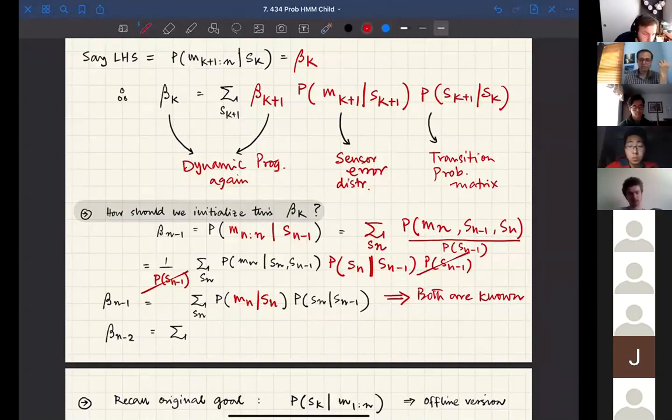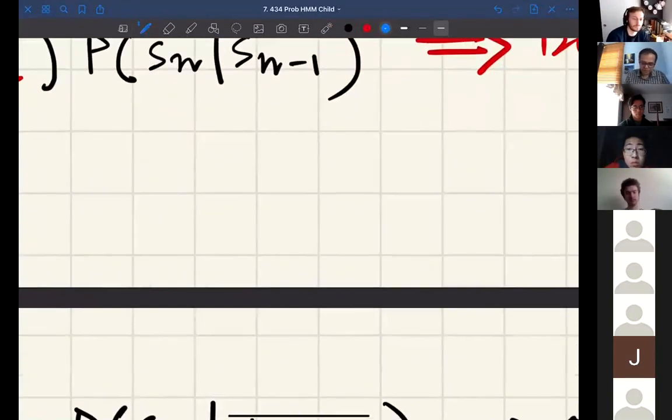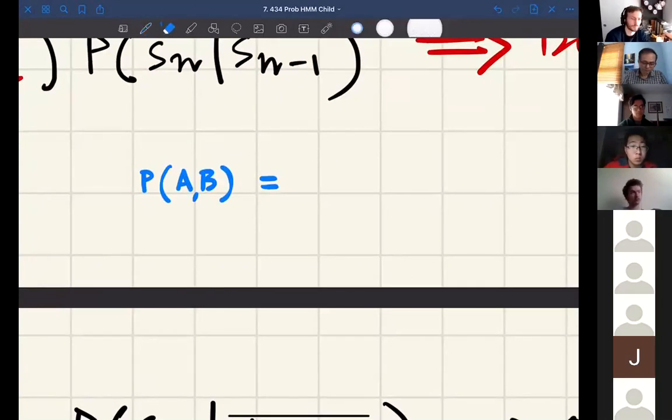I'm sorry, can I ask a question? Sure. I'm really confused about how you get to the summation part. So let's say for beta n minus 1, you have that probability. How do you transition from probability to the summation of probability? I don't know where that sn came from. Sure. Let's write this.